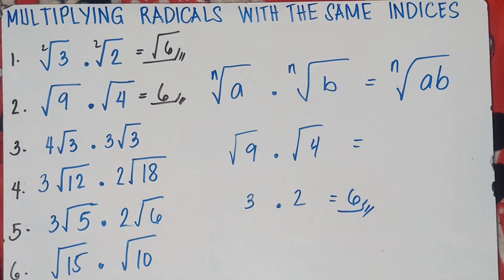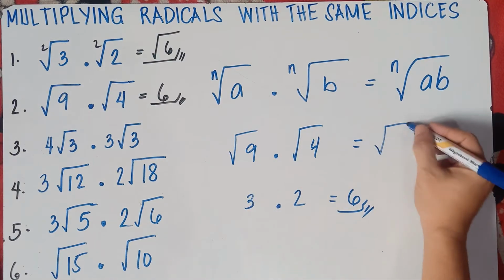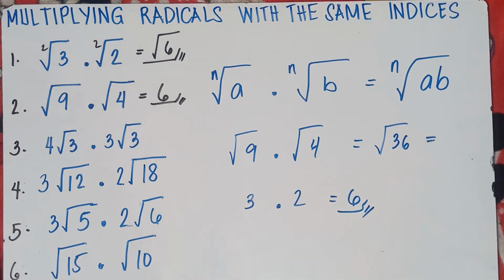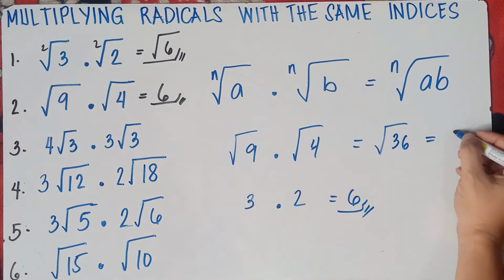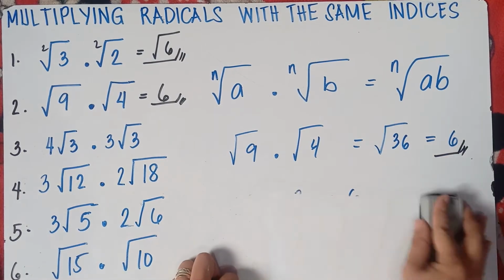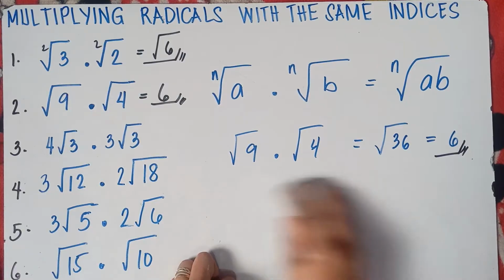You can also do it this way. Square root of 9 times square root of 4 is square root of 36. And the square root of 36 is 6. So once again, if you can simplify, you simplify it first before answering.